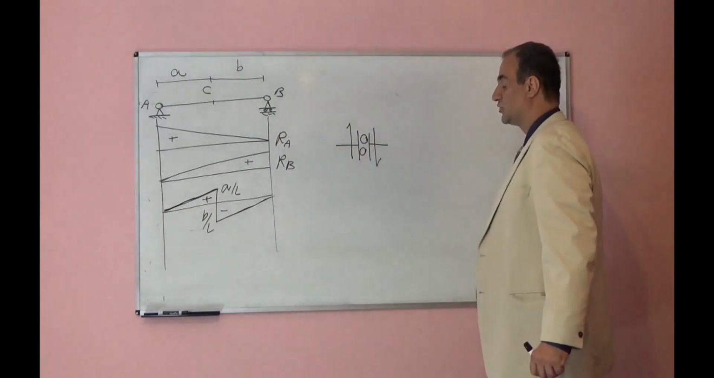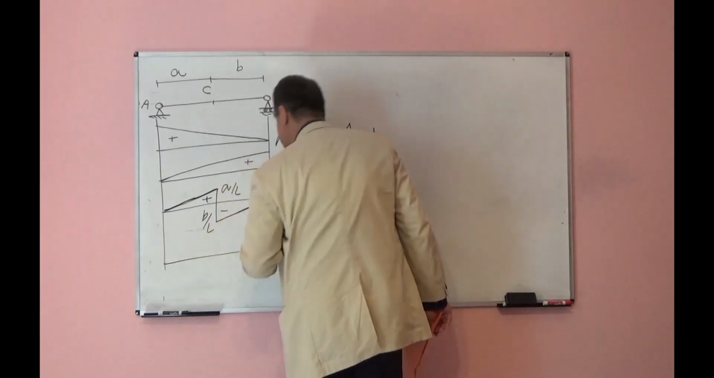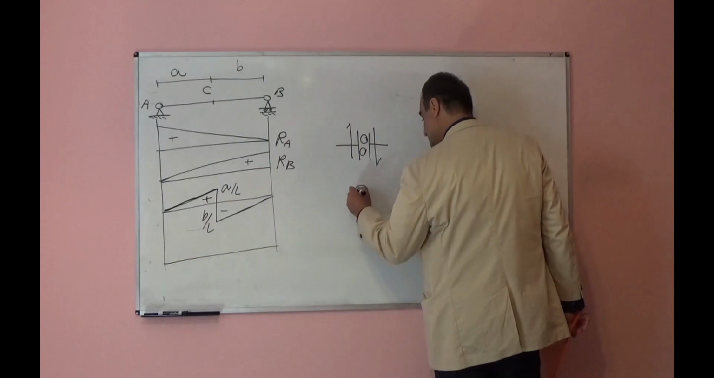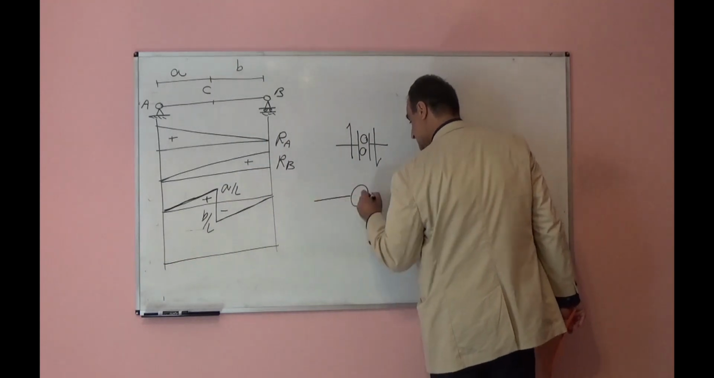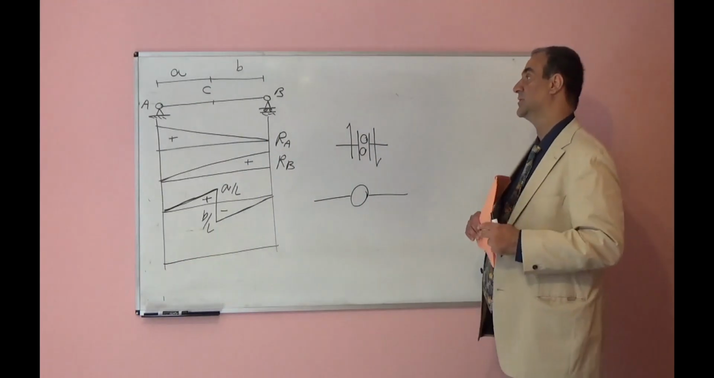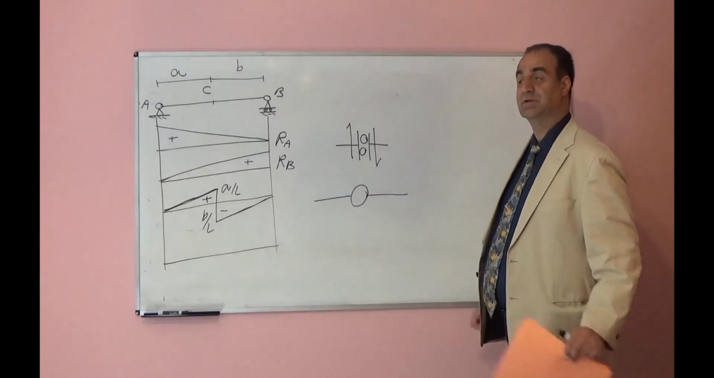Let's draw the moment influence line at point C. So we should cancel the moment at C. Internal moment at point C should be equal to 0. So we will put a hinge over there.